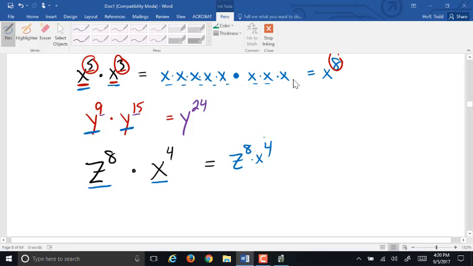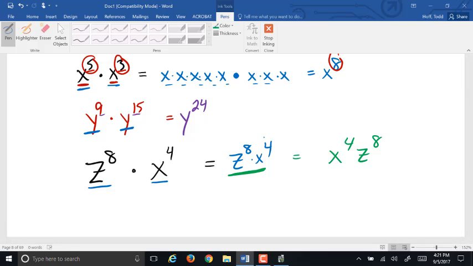Now, a little side note about math grammar. In math grammar, we like to list our variables alphabetically. So we would normally rearrange that as x to the 4th, z to the 8th. We drop the multiplication. That means x to the 4th times z to the 8th, but we don't need the multiplication symbol in there.